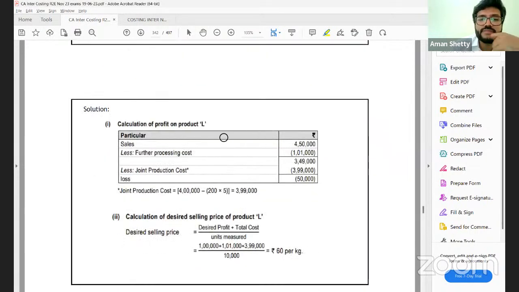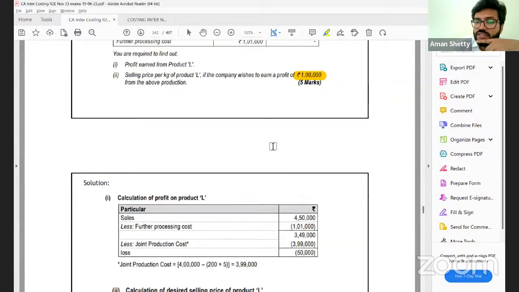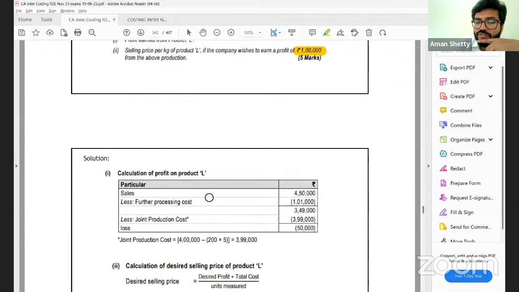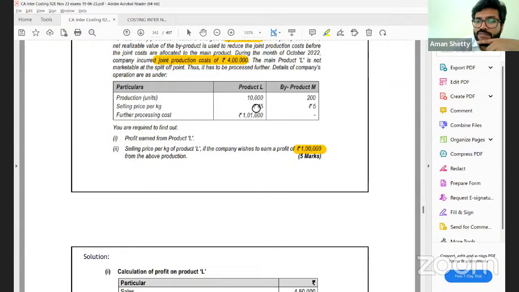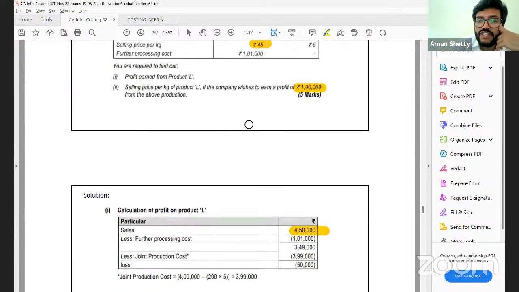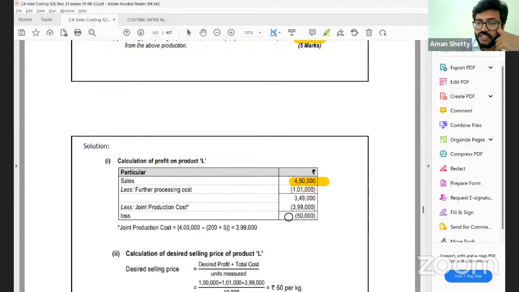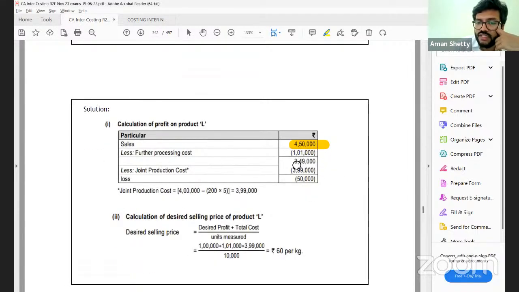Calculation of profit on product L. Sales value is given. How? 45 into 10,000. Selling price per kg is 45, and 10,000 is the production units. So here it is 4 lakh 50,000. Less further processing cost of 1 lakh 1,000 given. So you get a balance of 3 lakh 49,000.